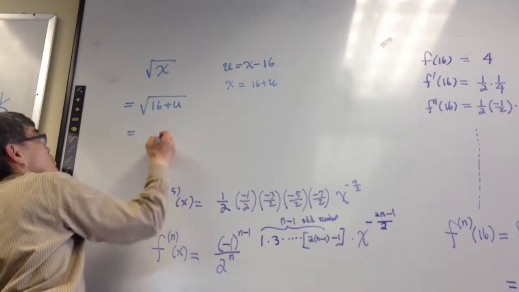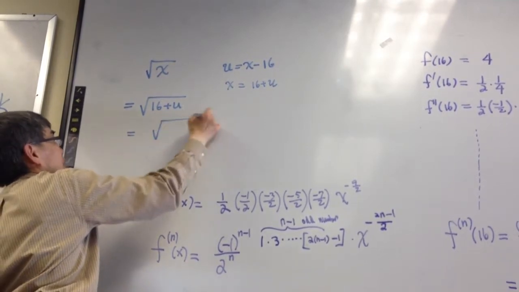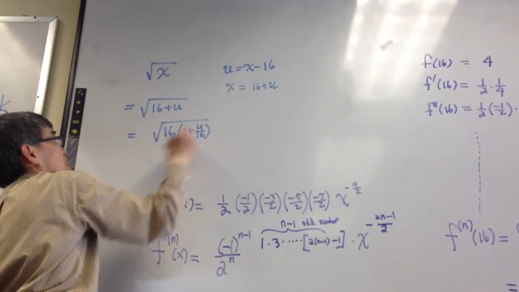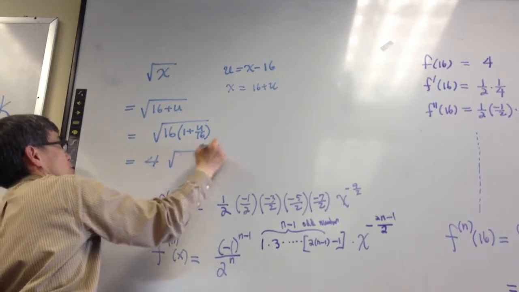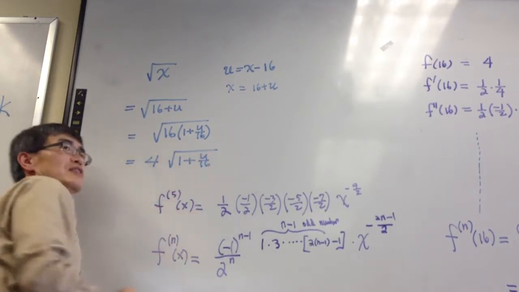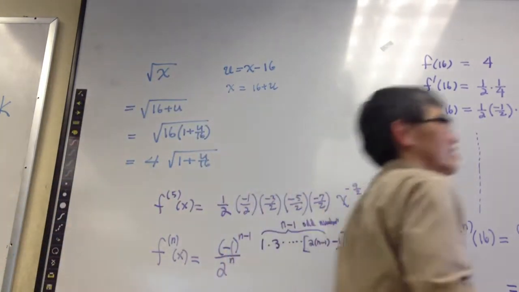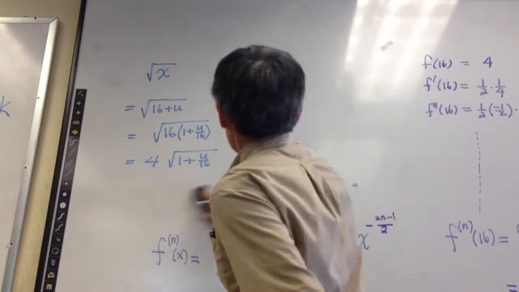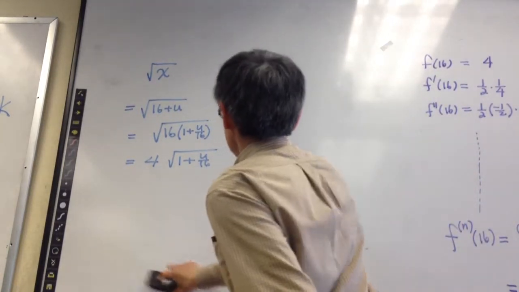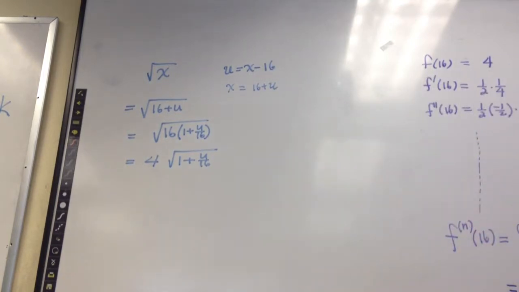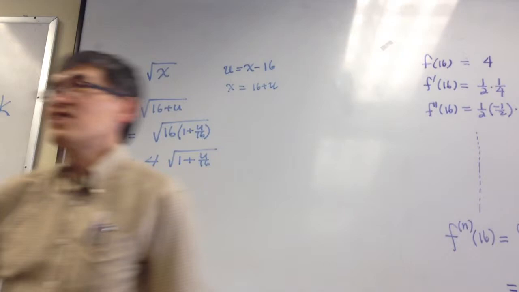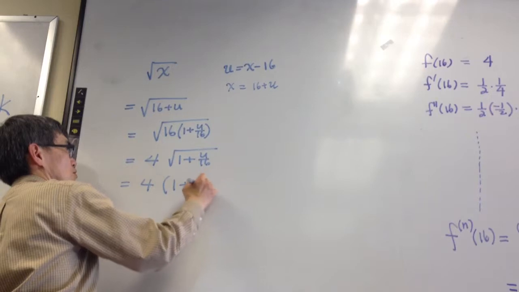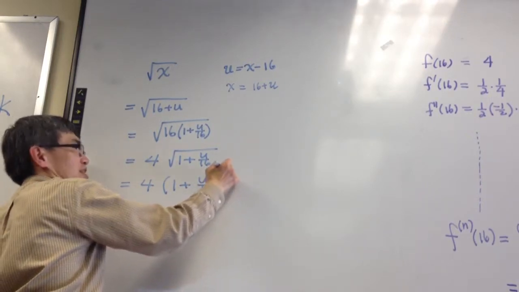And this one becomes what? Well, isn't that 16 times 1 plus u over 16? And therefore, this becomes 4 times the square root of 1 plus u over 16. Correct? That's more manageable. Then you don't reinvent the wheel, you just use the binomial series results, and that's all. Right? So you go, okay, this is 4 times 1 plus u over 16 to the 1/2 power.